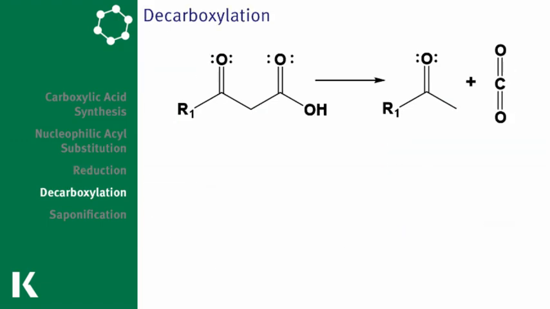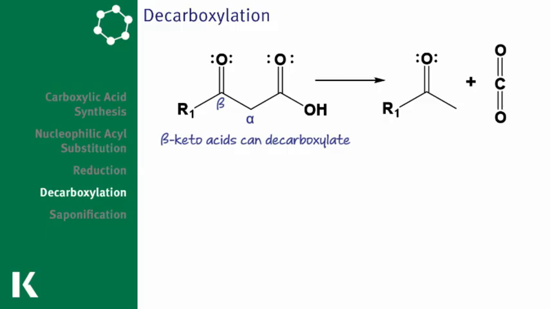Let's now review the process of decarboxylation. What's going on here is the loss of the whole carboxylic acid functional group as carbon dioxide. The best candidates for decarboxylation are the beta-keto acids. Although it might not look like it, decarboxylation is actually a form of oxidation.